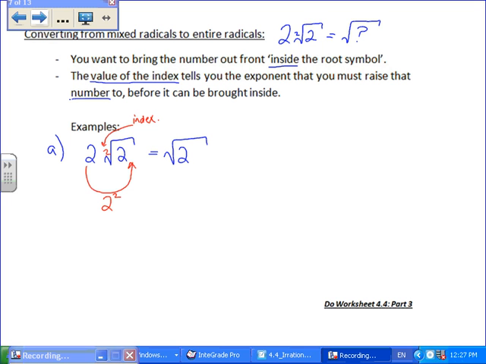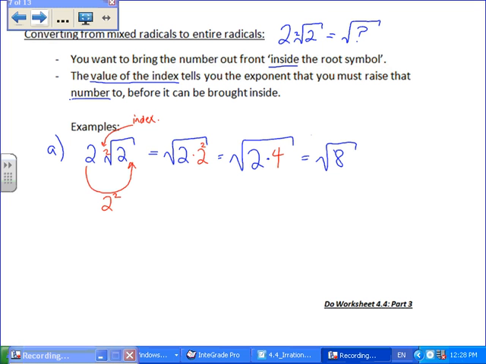And now, instead of multiplying it by 2 on the outside here, if I want to bring that inside, I have to square that number before I bring it inside the root symbol. And so what I'm going to get is this. It's going to be square root of 2 times, well, what's 2 squared? 2 squared is 4. And my answer is going to be square root of 8. Okay, there's my entire radical.